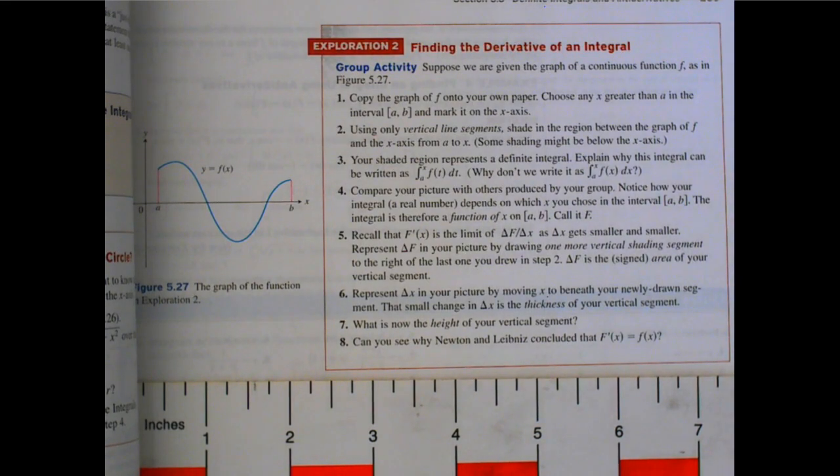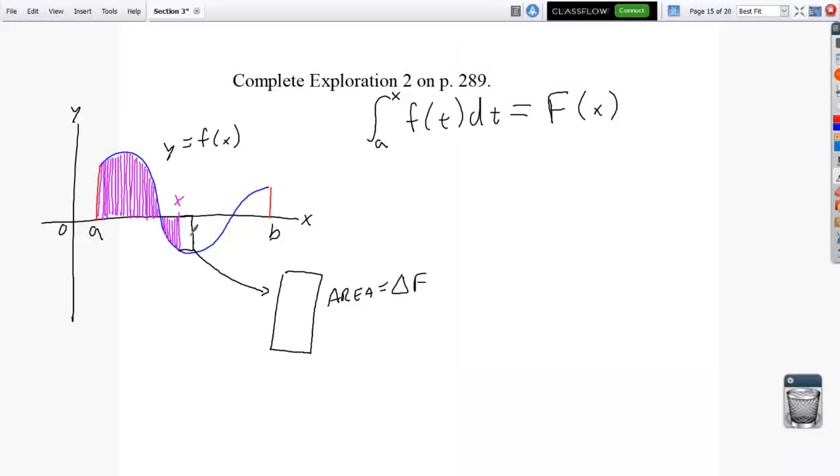Represent delta x in your picture by moving x beneath your newly drawn segment. That small change is the thickness of your vertical segment. Okay, so let's go back over here. We know that delta x just means the change in x. So that's how much we've gone over to get that new segment. So looking at this big rectangle, I see that I've got delta x right here.